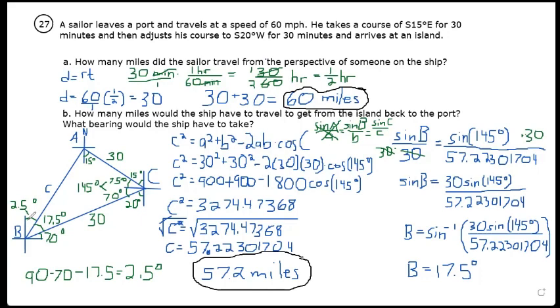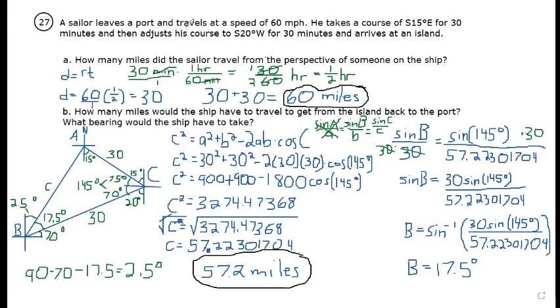Now, this angle will help us determine what the bearing is because it looks like it's coming from north. So it's north and it's 2.5 degrees east. So we can go ahead and write that out. So that is north 2.5 degrees east. So yeah, that is our bearing.